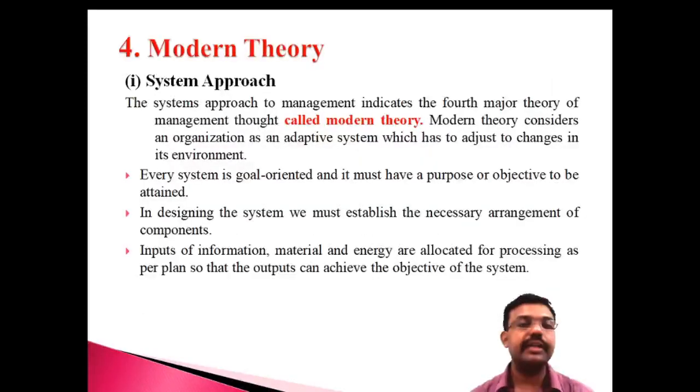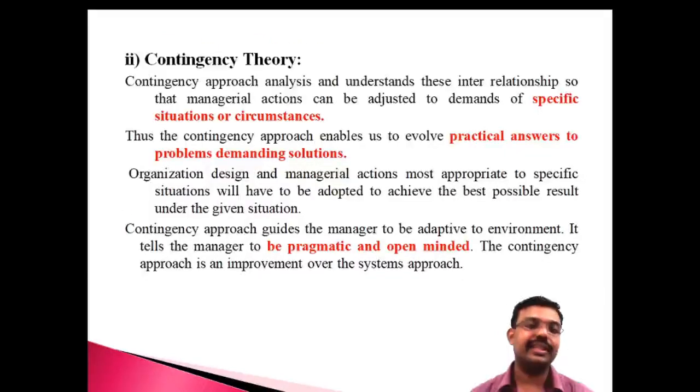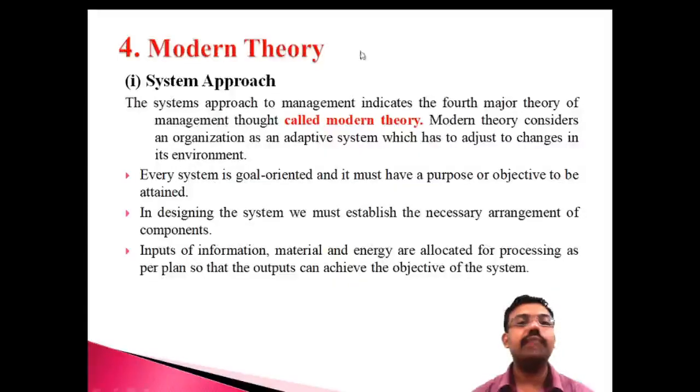That is a modern theory, and modern theory suggests that there must be good system approaches in an organization. There must be goal orientation, objectives, established relationships, and a plan and process. Very important. These are the important elements of the modern theory's system approach. And one more approach relating to the modern theory is contingency. The contingency theory is another important part of the modern theory.